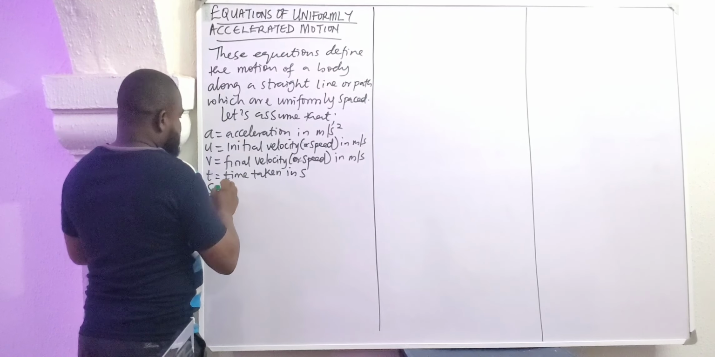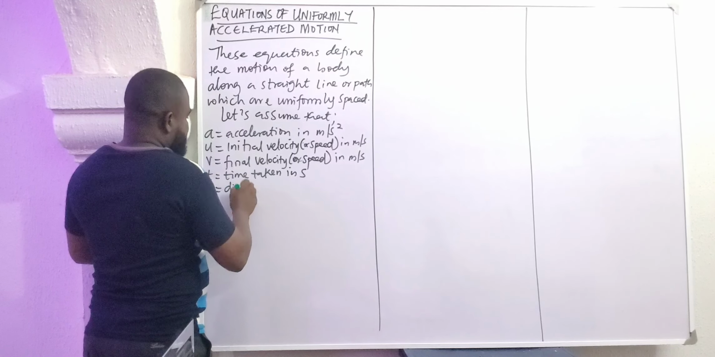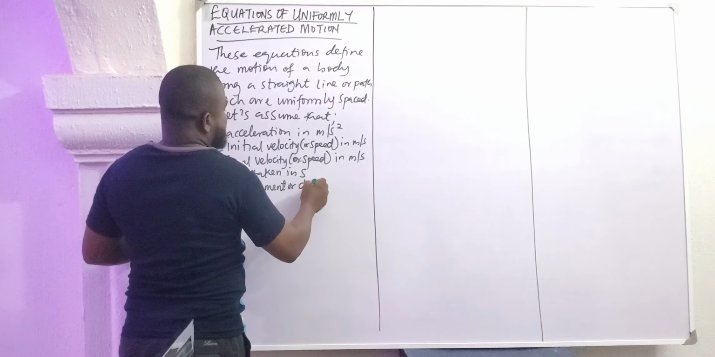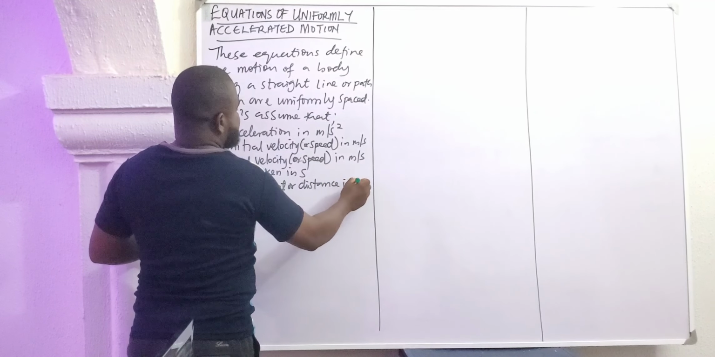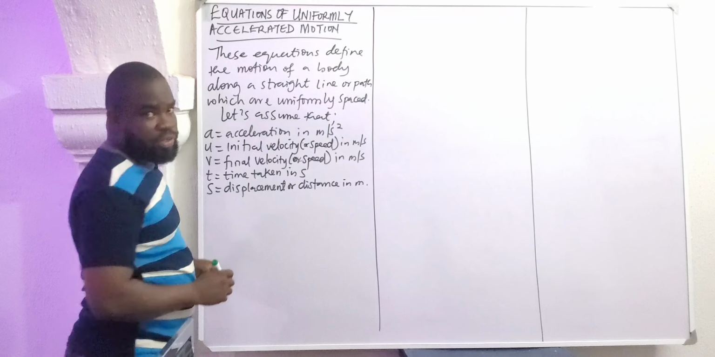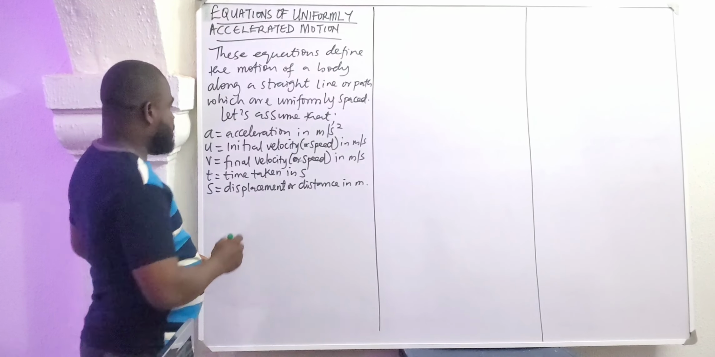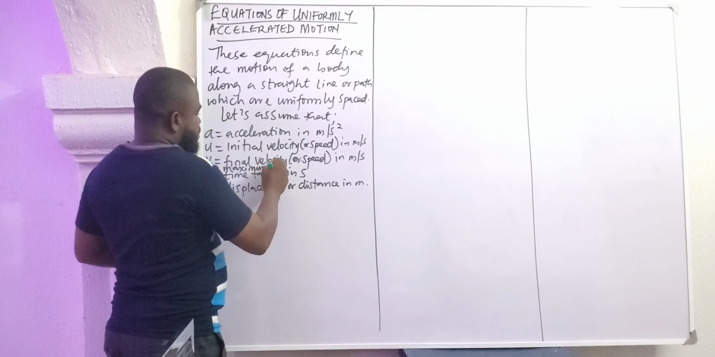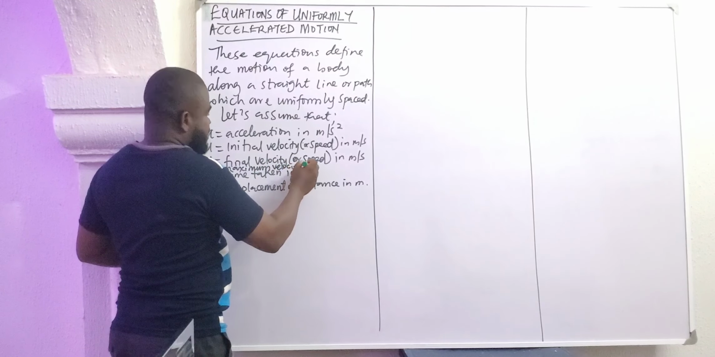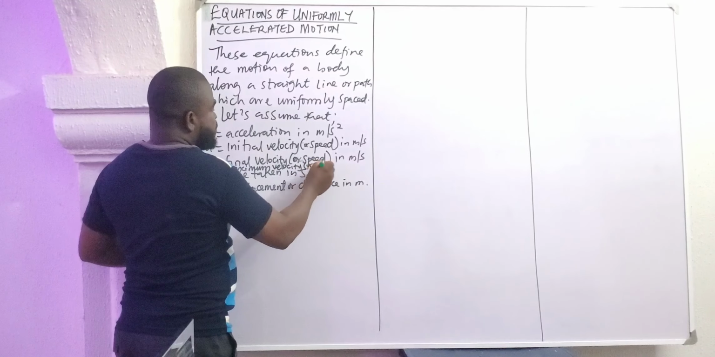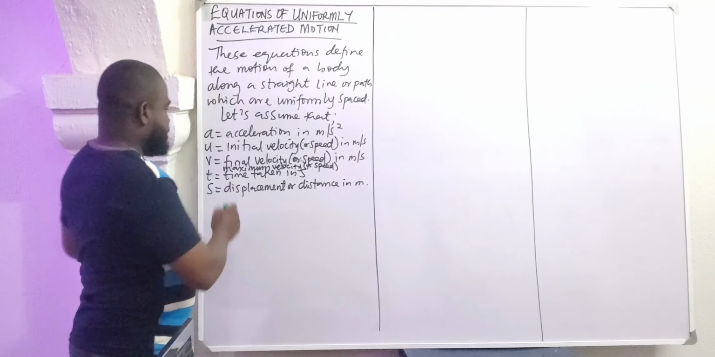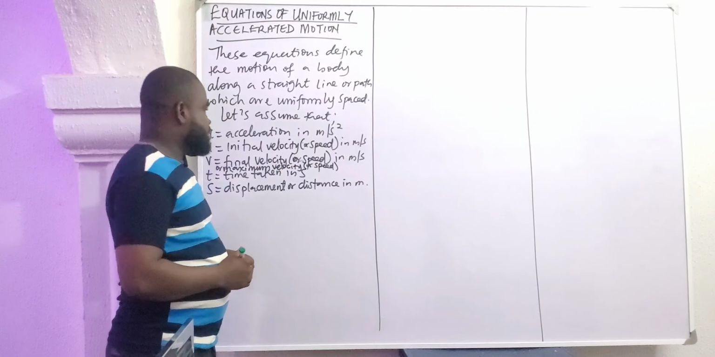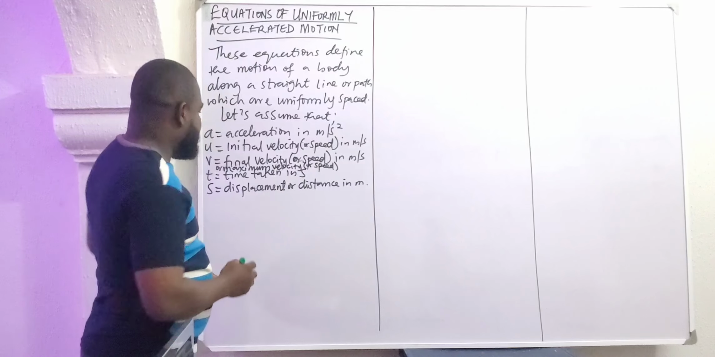And then X is the displacement or distance in meter. This final velocity can also be regarded as maximum velocity or speed. So if in a question they say find the maximum velocity or speed, you know you are talking about the final velocity V in that motion. Now we will look at the equations and we'll consider them as cases.